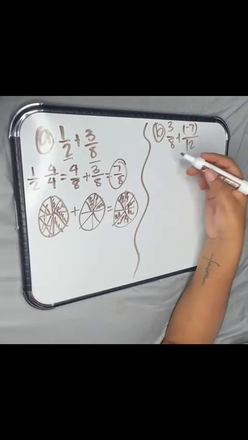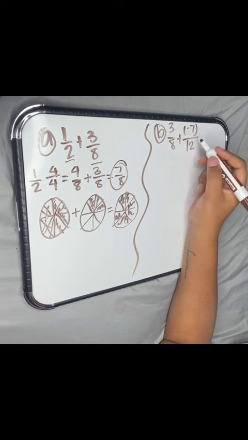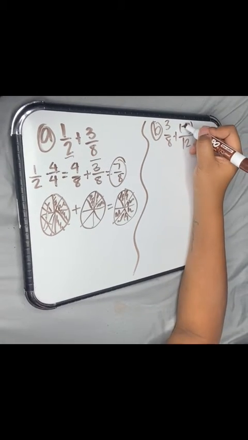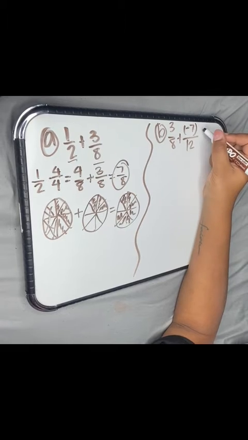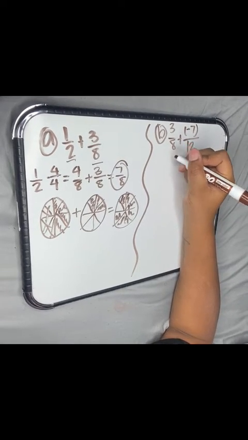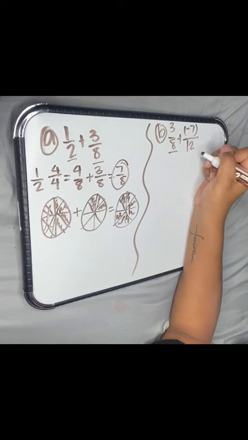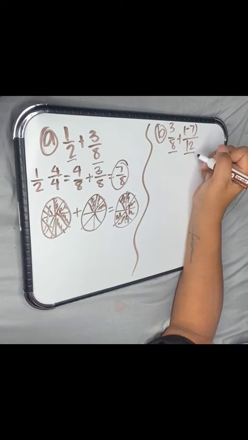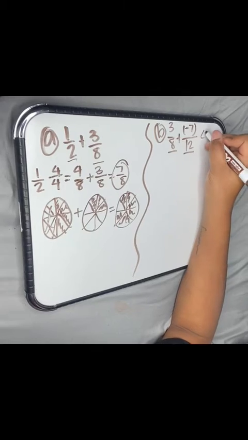Moving on to the second example, we have 3/8 plus -7 over 12. Do not let the negative confuse you. If you want to, you can take out the negative. You can add it back on if it does confuse you. So first we have 3/8. We need to find the common denominator between 8 and 12. The least common multiple between the two will be 24.